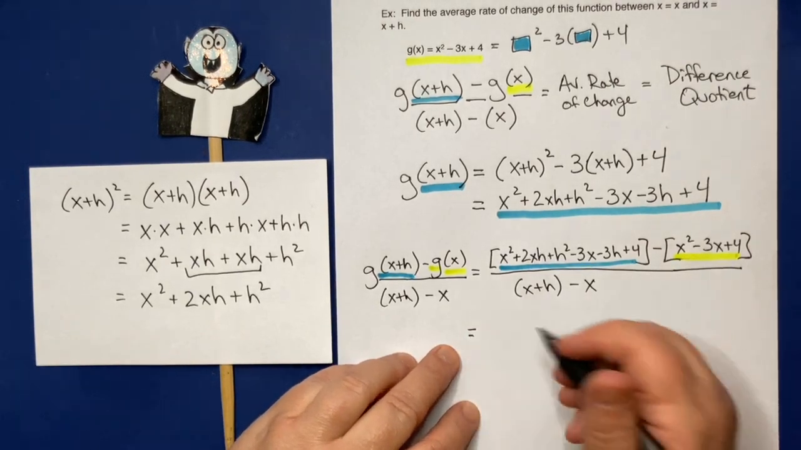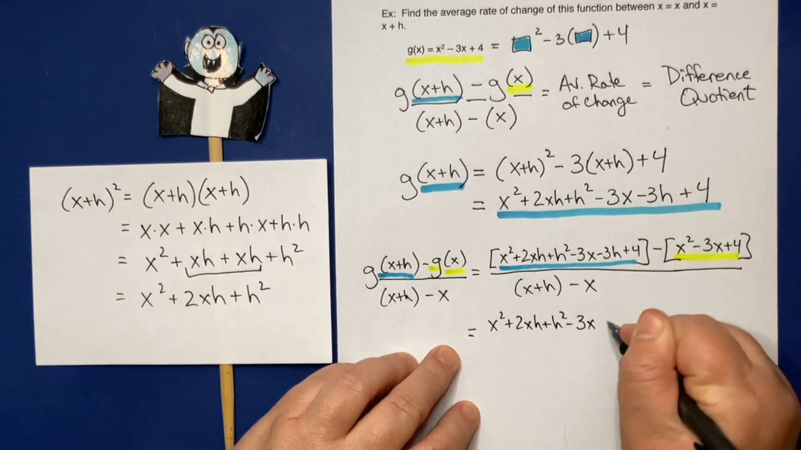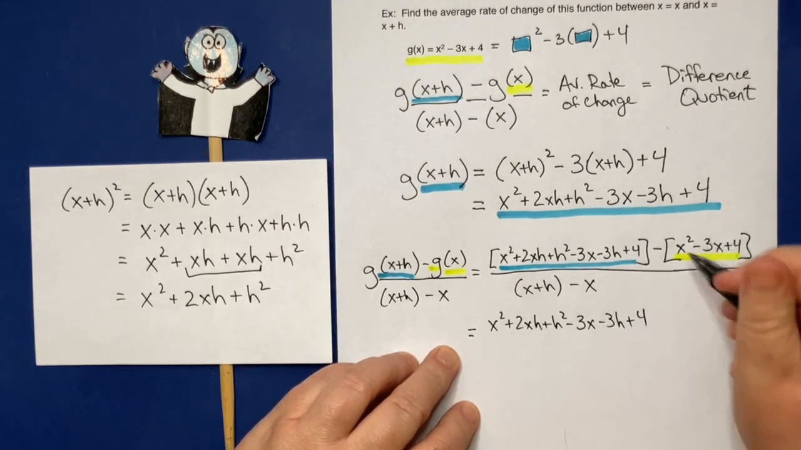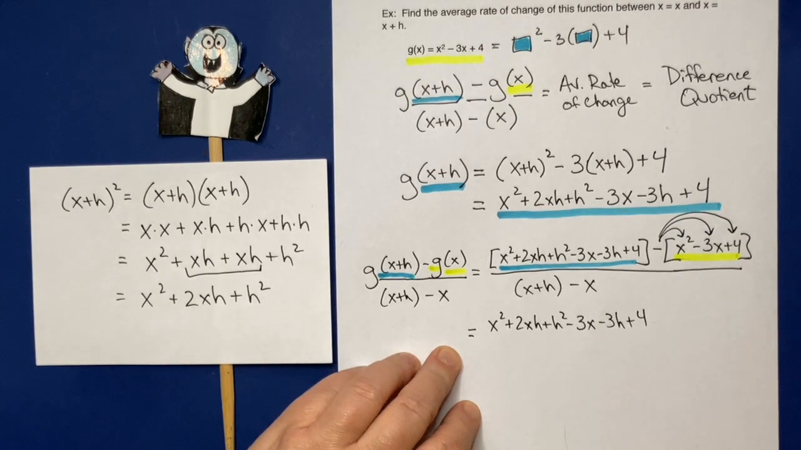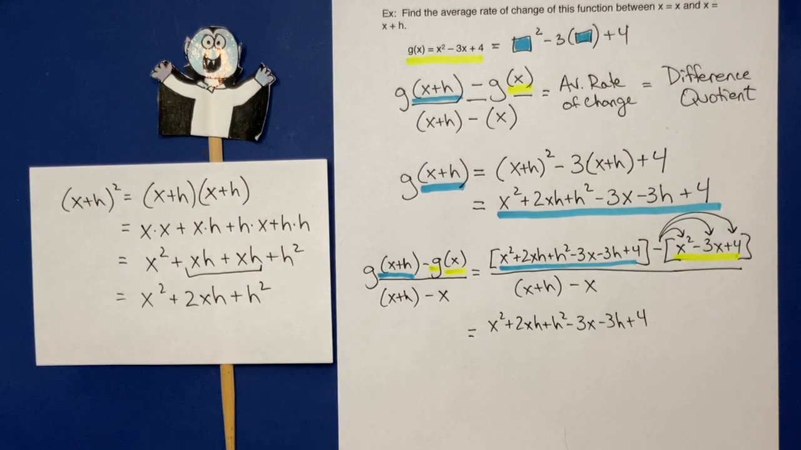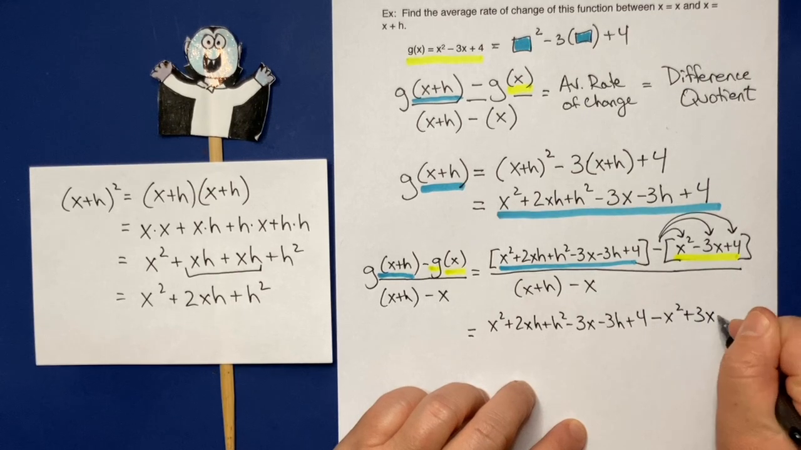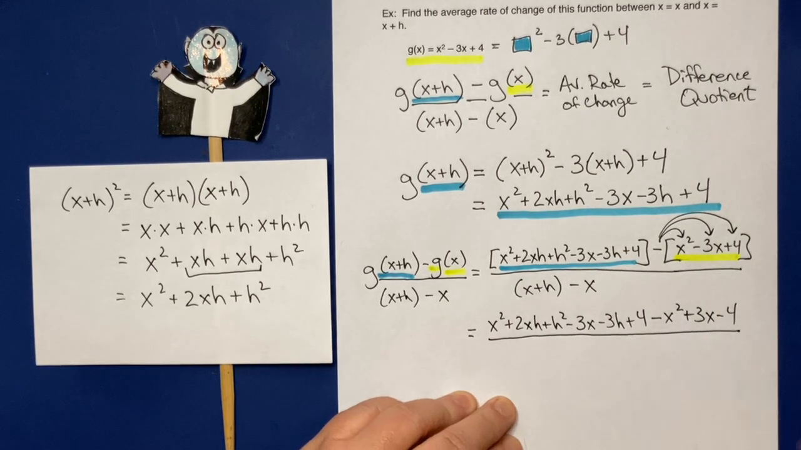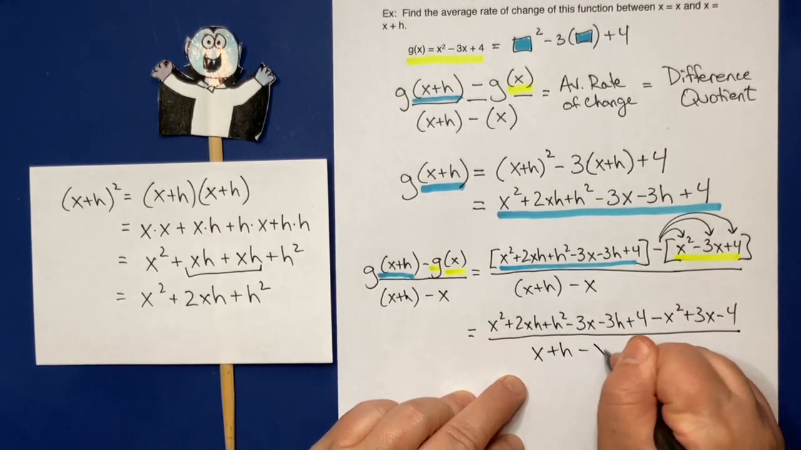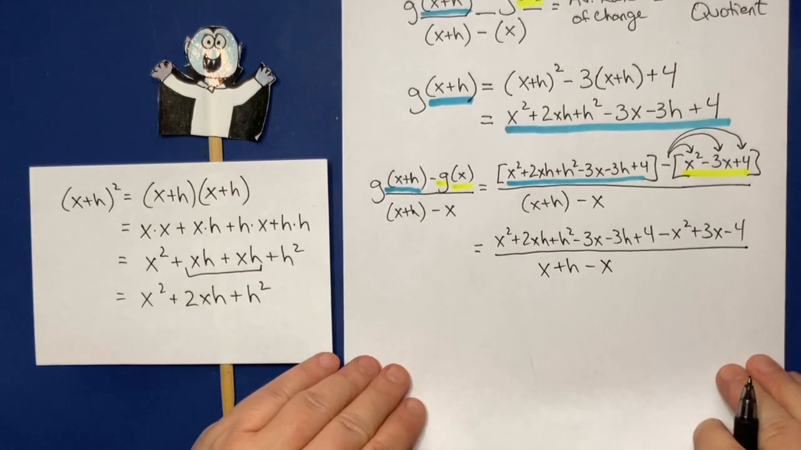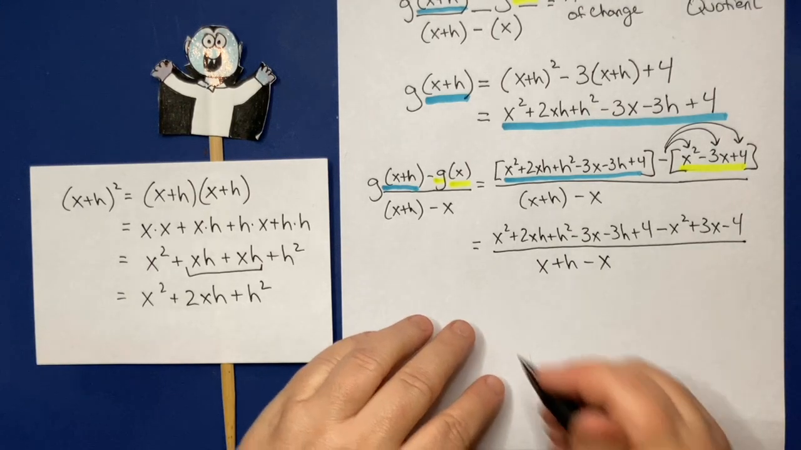Okay, so up top, x squared plus 2xh plus h squared minus 3x minus 3h plus 4. Remember, the minus goes through to everybody. Either you're thinking of it as an opposite of, or you're thinking of it as a -1. So I get the opposite of x squared plus 3x minus 4. And down in the denominator, x plus h minus x is just x plus h minus x. Okay, we're in it. Just remember, write big, go slowly, take breaks if you need to.